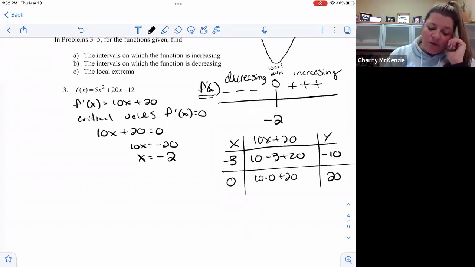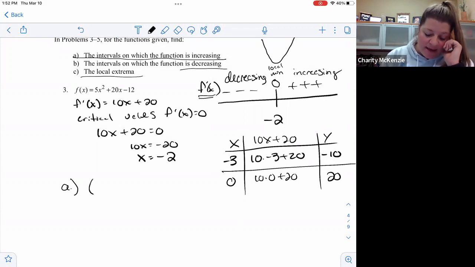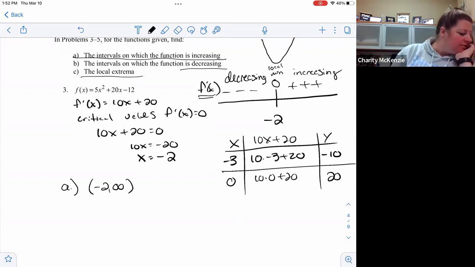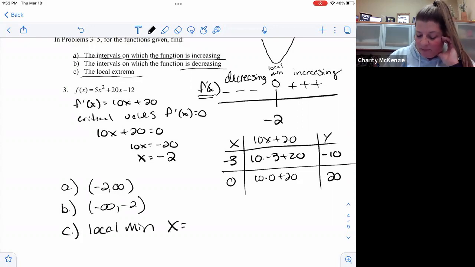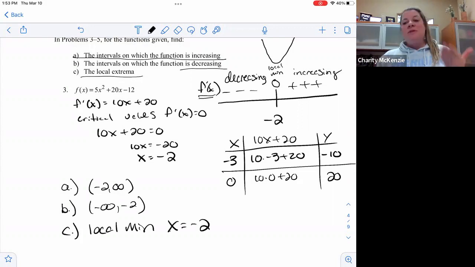So what is our solution? You have to give the intervals in which the function is increasing, intervals in which the function is decreasing, and the local extreme. So for part A, I need where it's increasing. It's increasing from -2 to infinity. For part B, where is it decreasing? From negative infinity to negative 2. And what is the local extreme? It's a local min at x equals negative 2. So this is a sign chart, and this is where everything comes together.